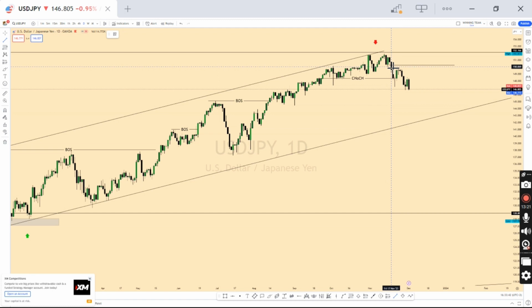Okay, as you can see, it's a small gap which is there. Okay, we may come and mitigate that level there and just fill in that gap there before we continue all the way to the downside.